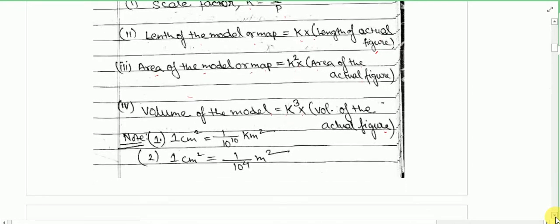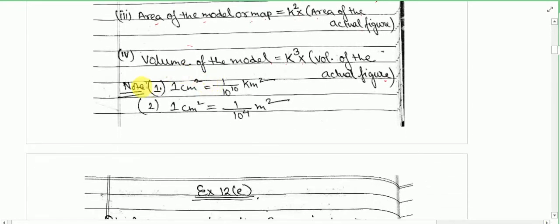And thereafter, this is important, you should remember. In questions involving areas and all, we have to convert centimeter square into kilometer square or meter square. So 1 centimeter square is given by 1/10 to the power 10 kilometer square, and 1 centimeter square is given by 1/10 to the power 4 meter square. So remember these, okay.